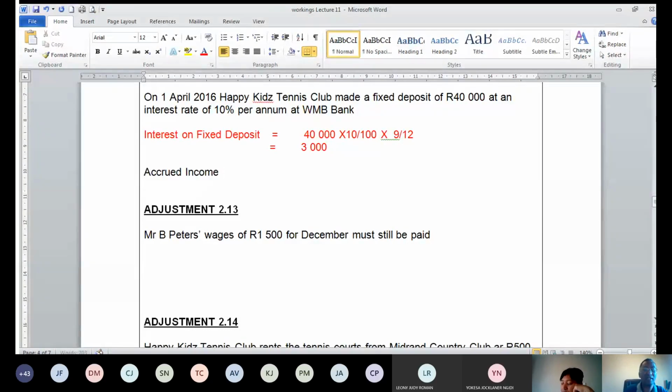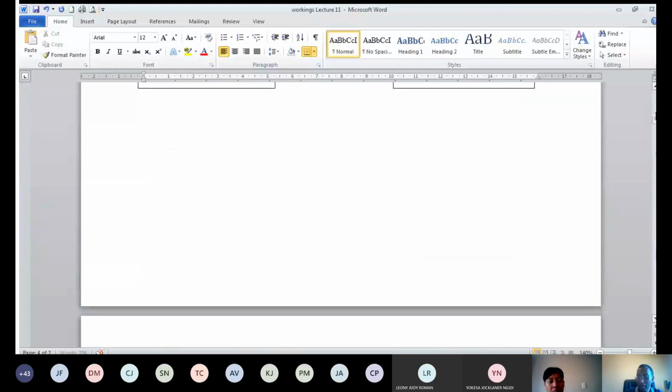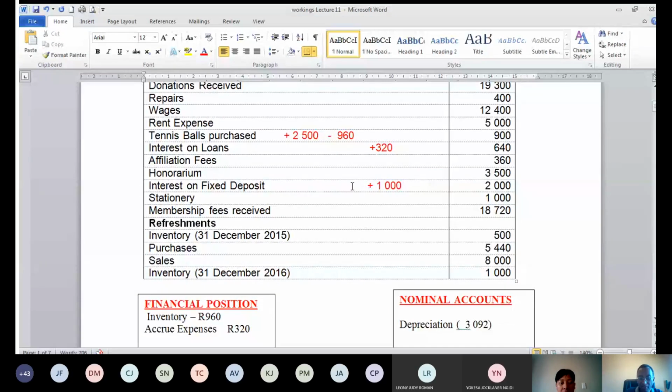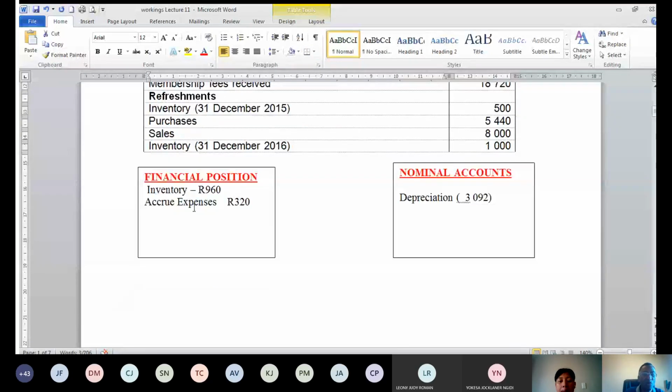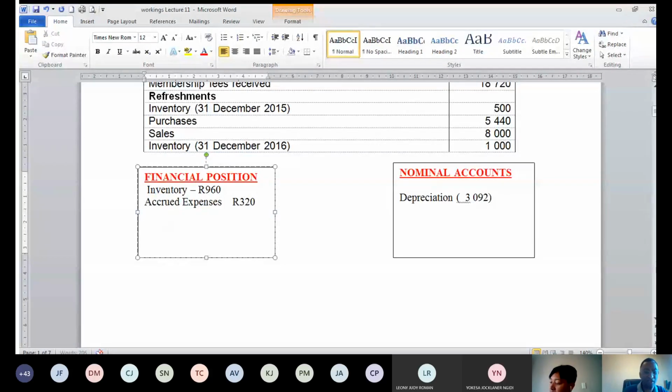Remember, we are dealing with an income account. We have not received that amount of money as yet. It's still due to us. Income is an asset, money due to us, and your accrued income is the amount of 1,000 rand. To update your trial balance or your list of accounts, remember now, interest on fixed deposit must increase. And we will now work with a new financial position account, called accrued income. Our accrued income is the amount of 1,000 rand.